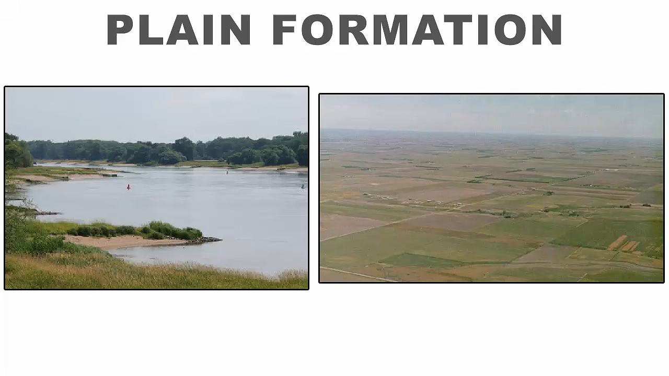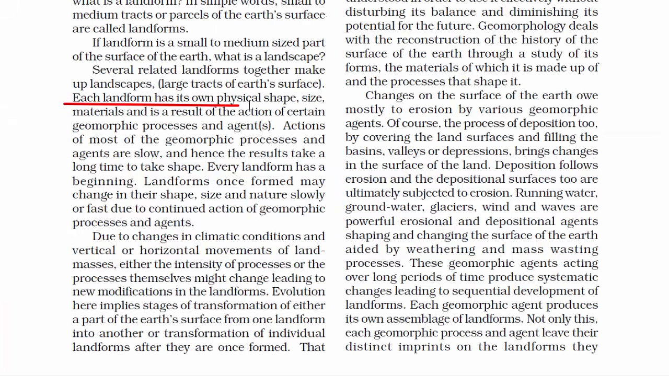Similarly, a plain land is formed due to millions of years of running water that erodes the surface and makes it a smooth leveled land. Here you will find very few rocks and more sediment particles. So that's how every landform has its own physical shape, size and material. So in a nutshell, in this chapter we will learn how these different types of landform came into existence.